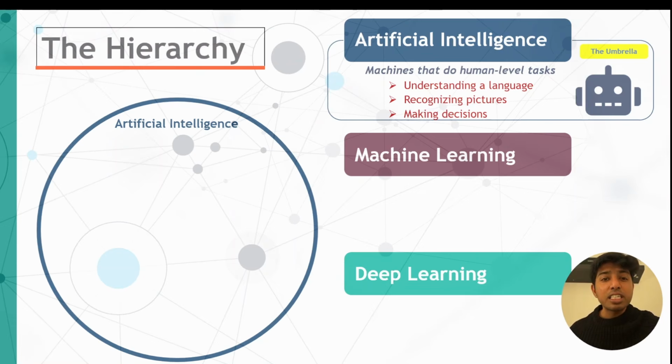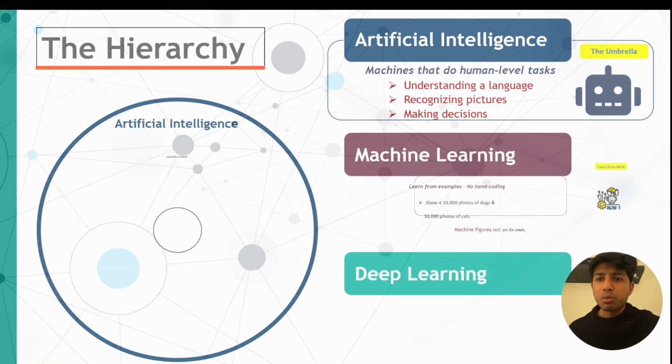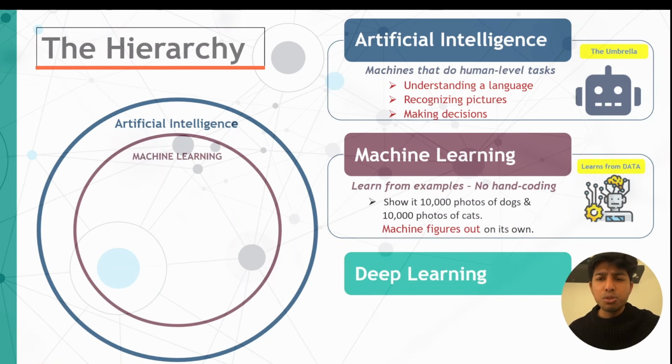But machine learning is different. Instead of writing rules like you did in earlier days, you show machines some examples and let them figure out what exactly it is. So that's what machine learning is. You teach them by showing examples. You don't require any hand coding. You show 10,000 photos of cats and 10,000 photos of dogs, and it figures it out on its own. So that's what machine learning is. It learns from data. It learns from the patterns.